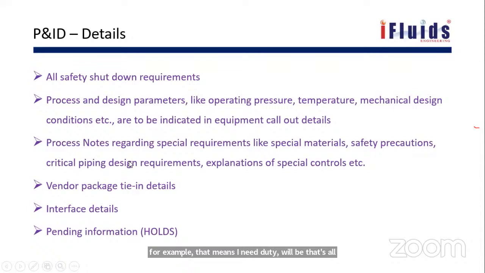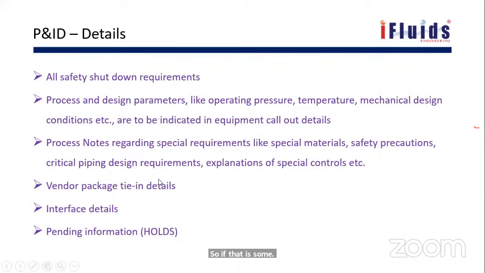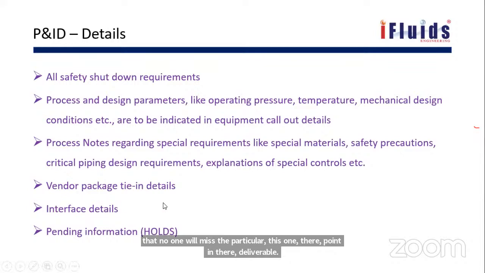The next is process notes regarding special requirements, like special materials, safety precautions, critical piping design requirements, and explanation of special controls. Say this P&ID is made by the chemical engineer. The chemical engineer knows in detail why he is providing all those things, but how will the other disciplines know? So if some special requirement is there, it will be specially captured in the notes, so that no one will miss that particular point in their deliverable.